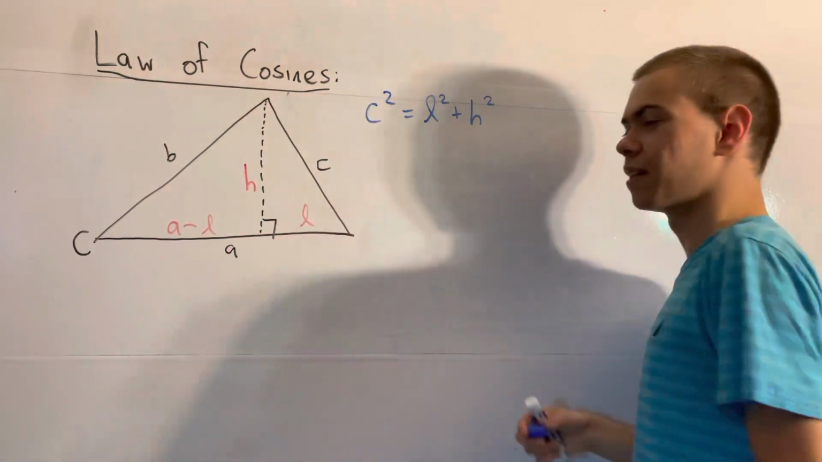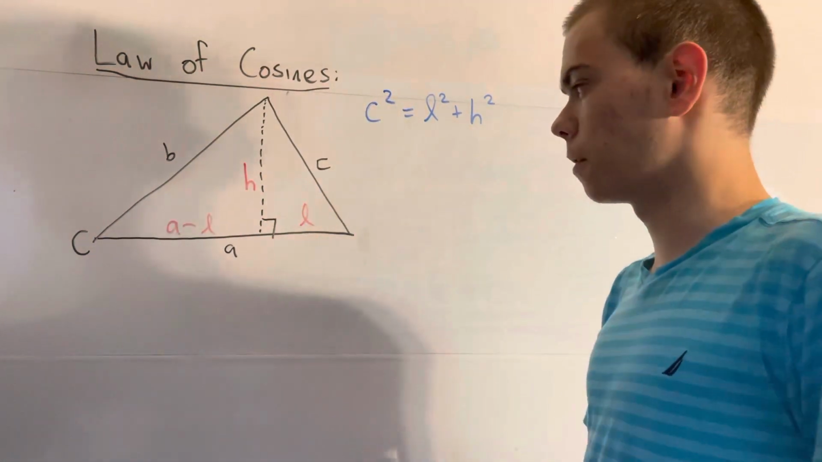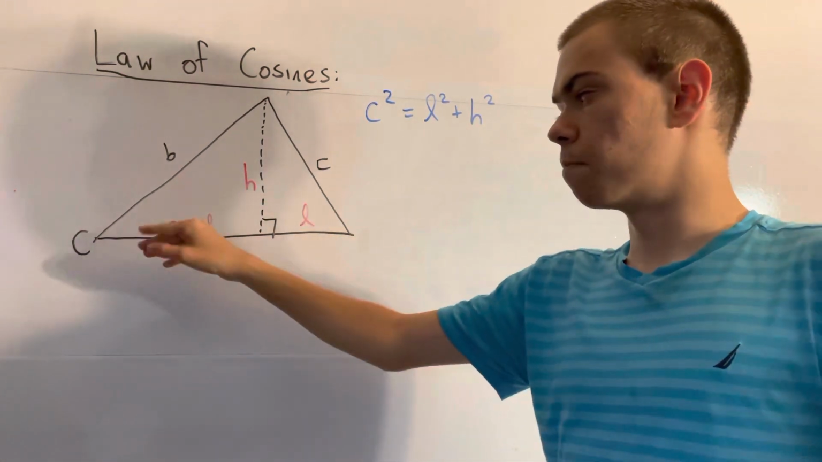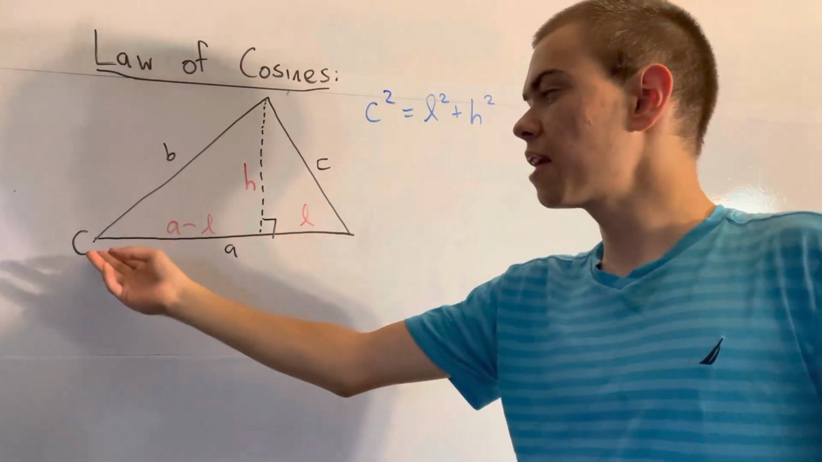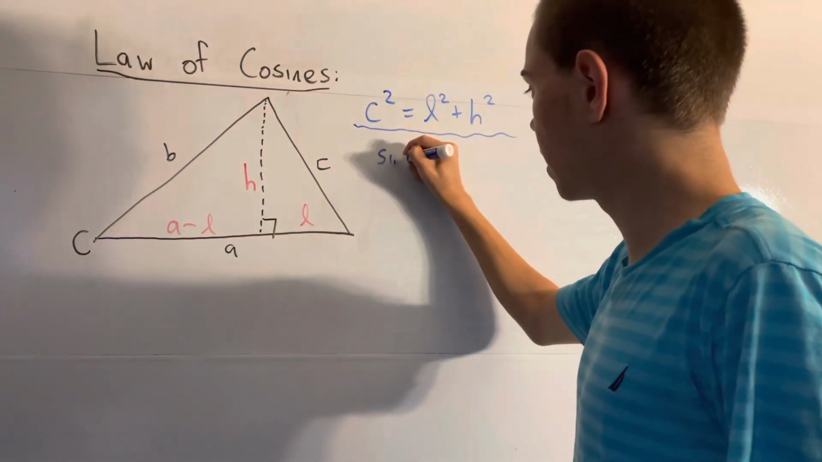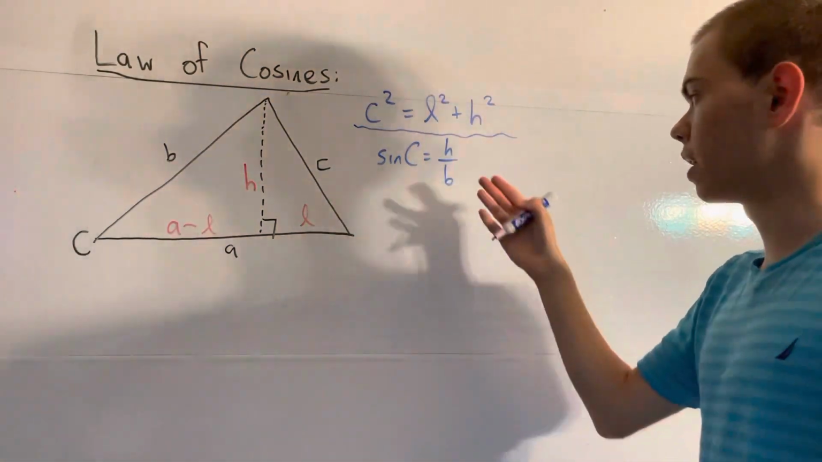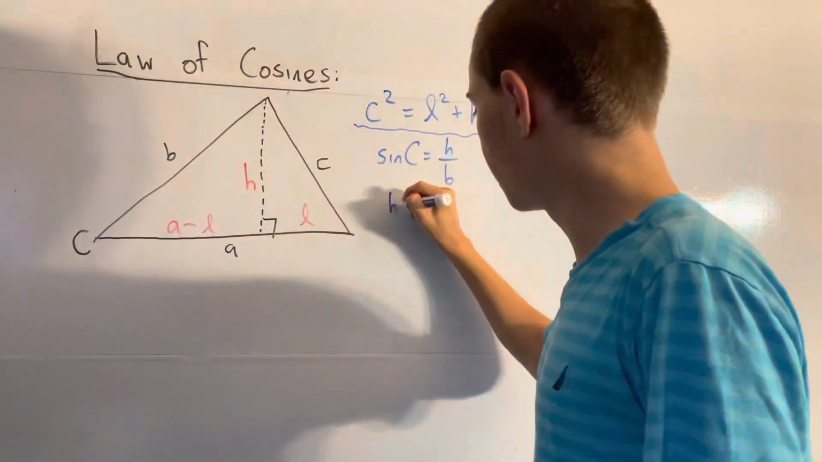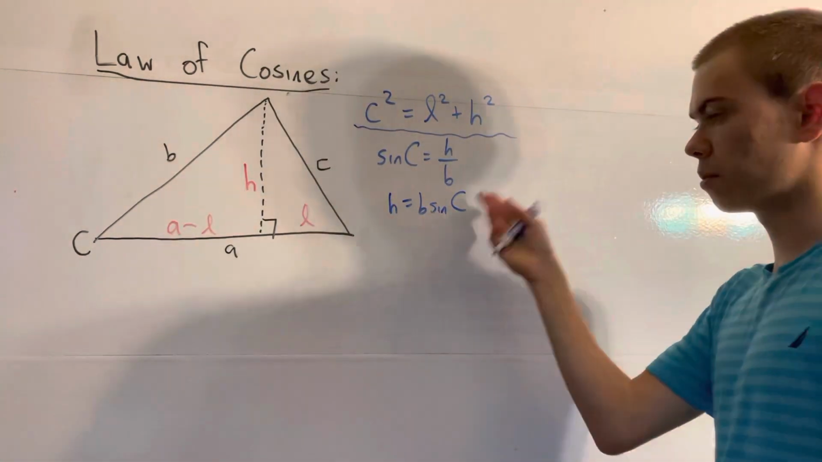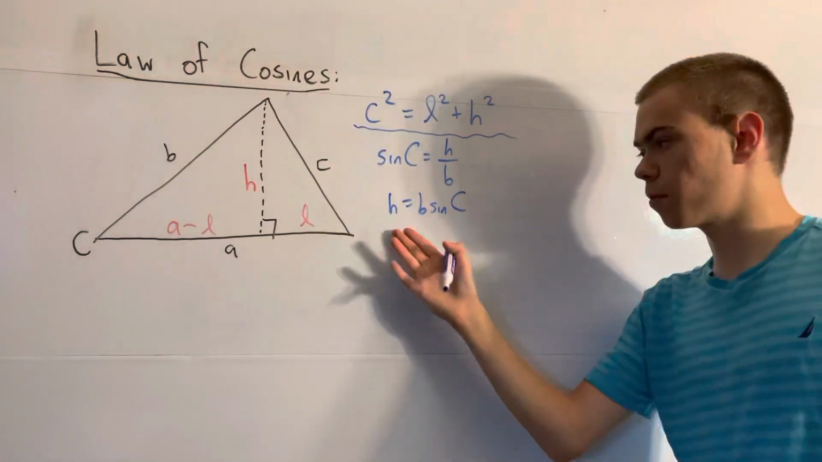We'll solve for C. In order to do that, we're going to have to find H first. To find H, the easiest way is to say the sine of angle C is equal to H over B. The sine of C is equal to H over B. We could then solve for H because that's what we have to solve for. H is equal to B sine of C. And that works really well because it's in terms of B and angle C, which is what we need in order to find C.